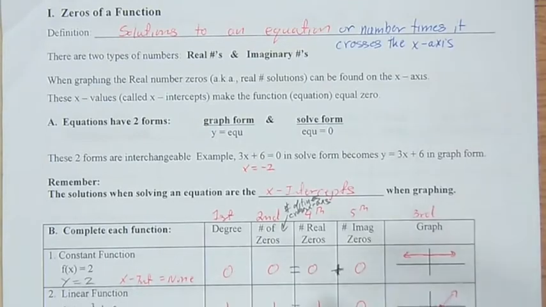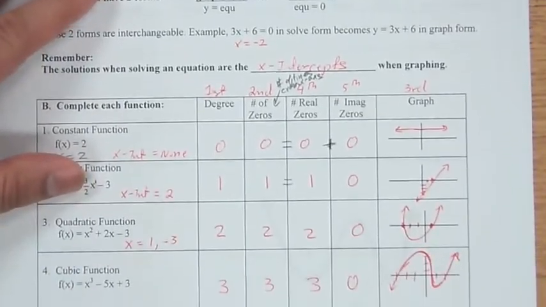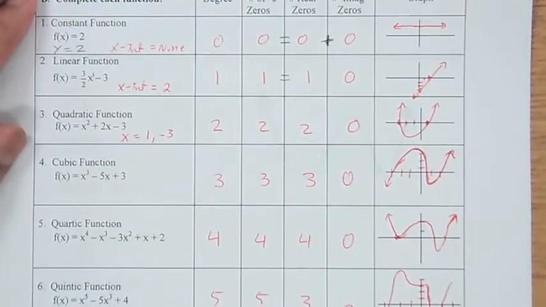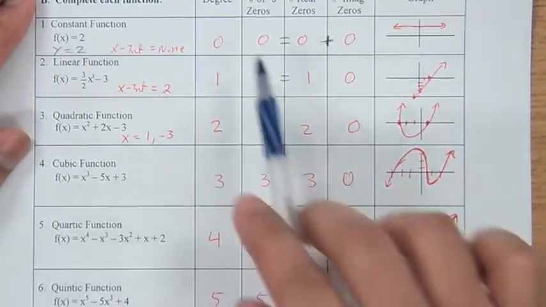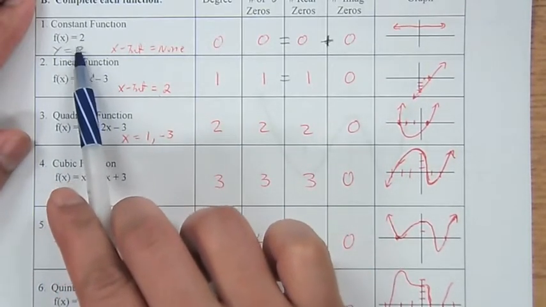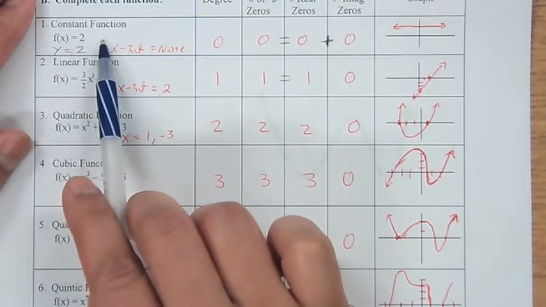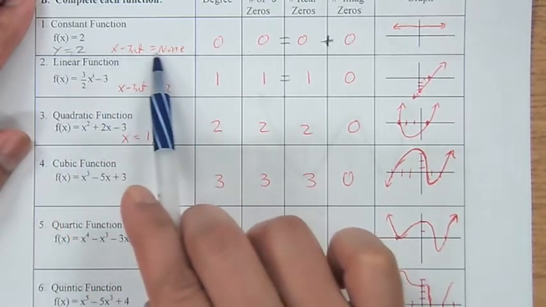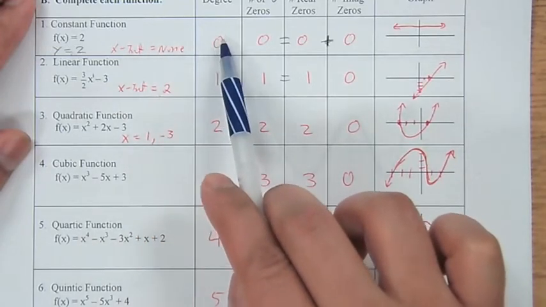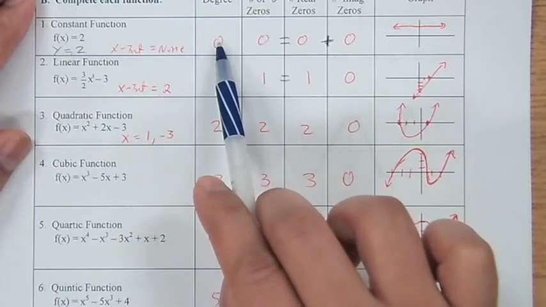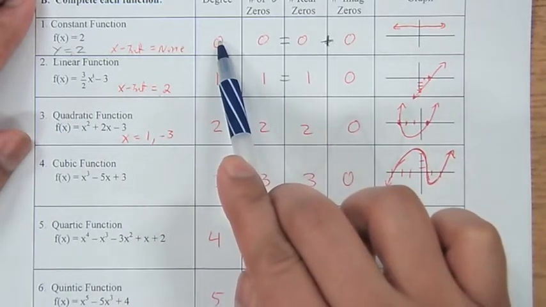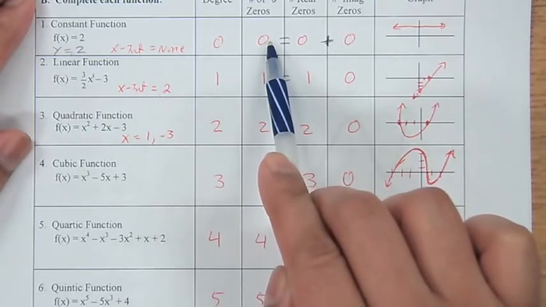Okay, so now this chart right here, let's go ahead and start filling this thing out. Fill it out with me as I talk through it, and try not jumping ahead. It'll make a lot more sense. So the degree is the largest exponent. Over here, what's the largest exponent on the x? Well, considering there is no x, the degree on the x would be a 0. Now the number of zeros is equal to the degree. So if the degree is 0, the number of zeros is going to be 0.